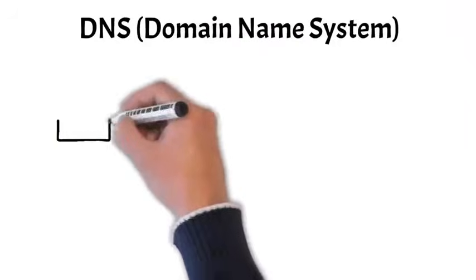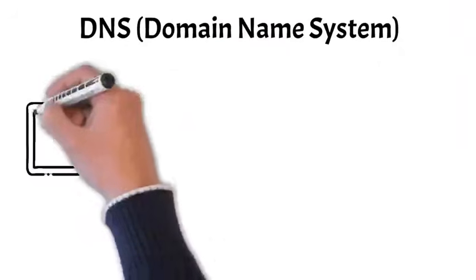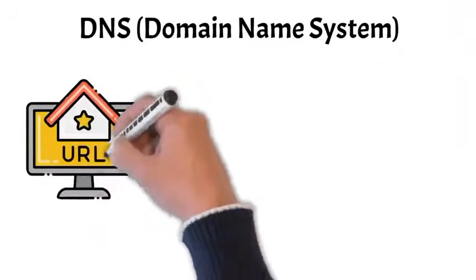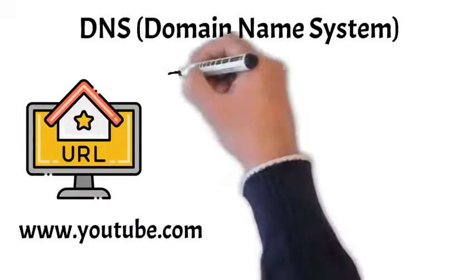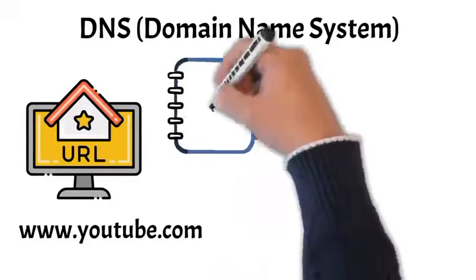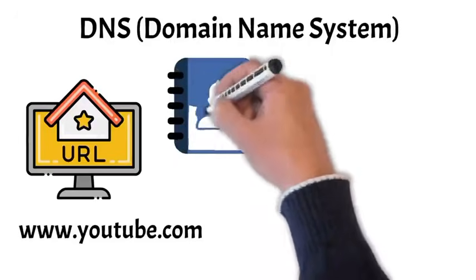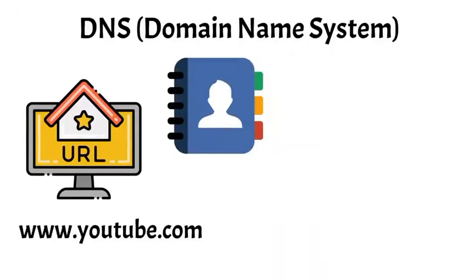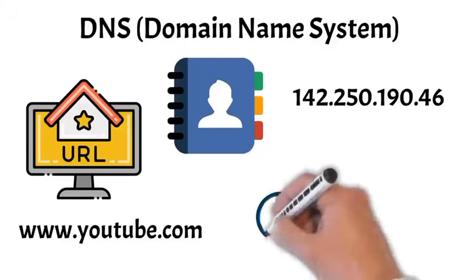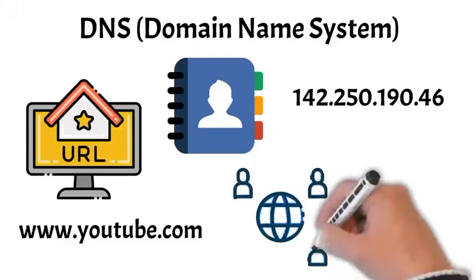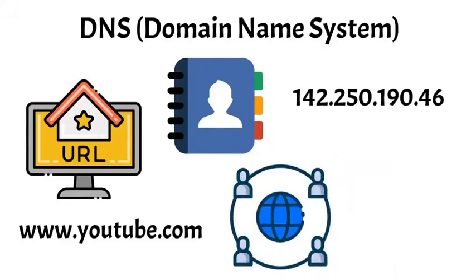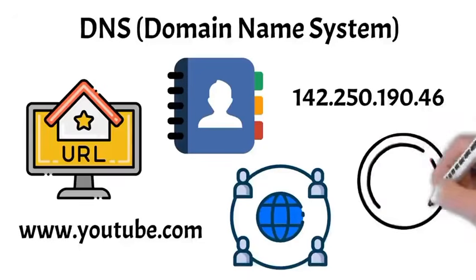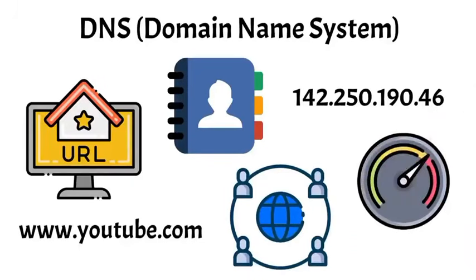DNS, or Domain Name System, is a crucial protocol that translates human-readable domain names like www.youtube.com into IP addresses that computers use to locate and communicate with each other on the internet. Acting as the internet's phone book, DNS allows users to access websites using easy-to-remember names instead of complex numerical IP addresses. When a user enters a domain name into their browser, the DNS server looks up the corresponding IP address and directs the request to the appropriate web server. This process happens almost instantly, making it seamless for users to navigate the web.